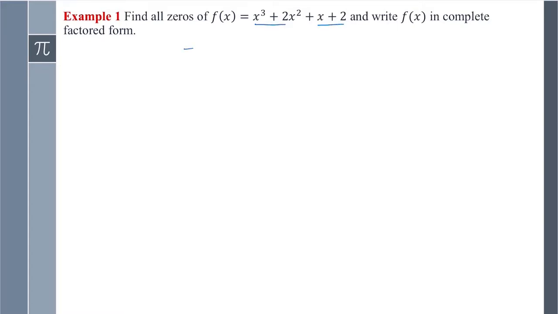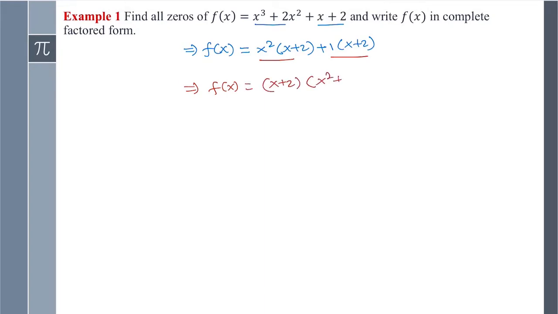This means we have f of x equals, so we can factor out x squared from the first two, so we have x plus 2, and then the only common factor here is just 1, so we have 1 times x plus 2. Now from these two terms, we have x plus 2 as the common factor, so we have f of x equals x plus 2 times x squared plus 1.